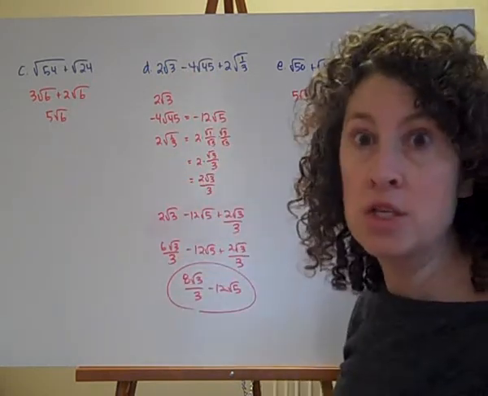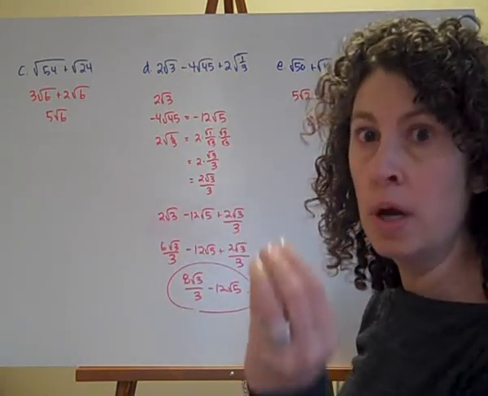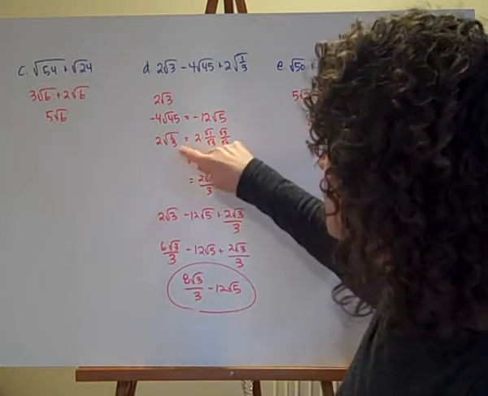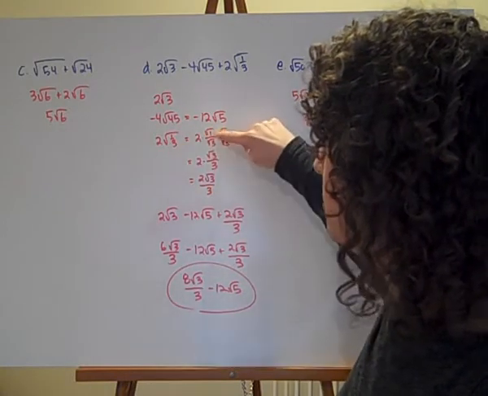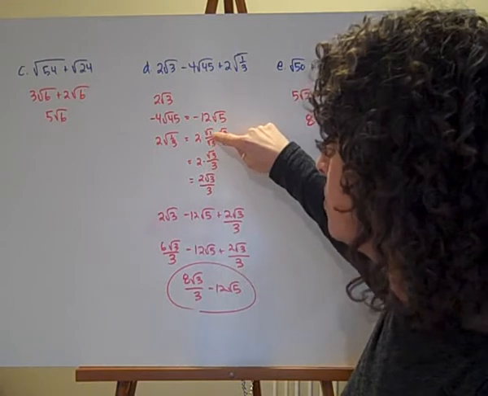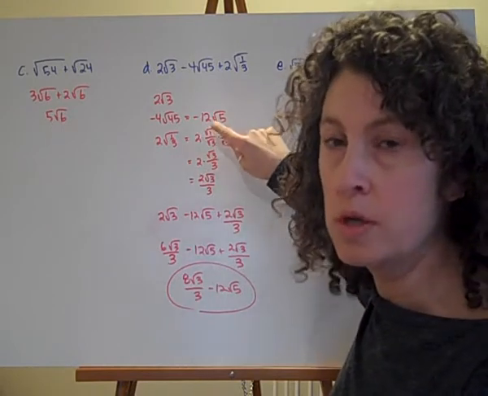This one has a fraction in it, so I have to deal with that fraction piece. So the first thing I'm going to do is split this up into the square root of 1 over the square root of 3. Yes, I know the square root of 1 is just 1. Just bear with me for a second.